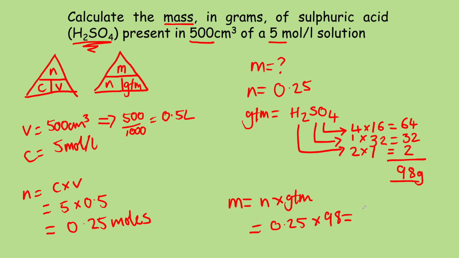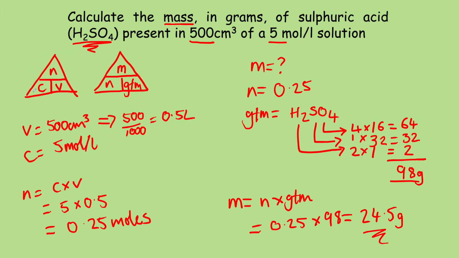I'll let you do that. Pause the video now and figure out what the answer is. Okay, so if you do 0.25 times 98, you should find that you get the answer 24.5 grams. And that is the mass, that is what it asked for in the question.